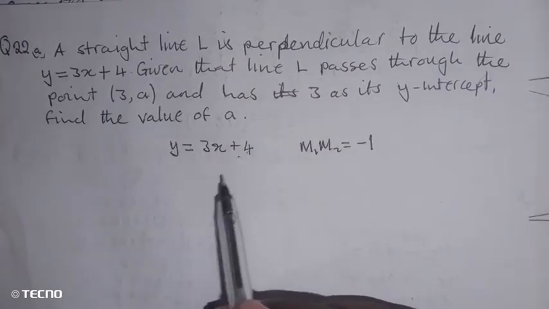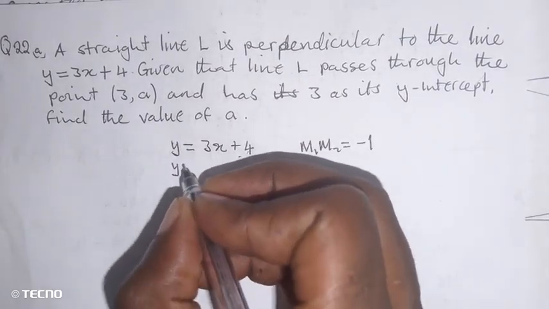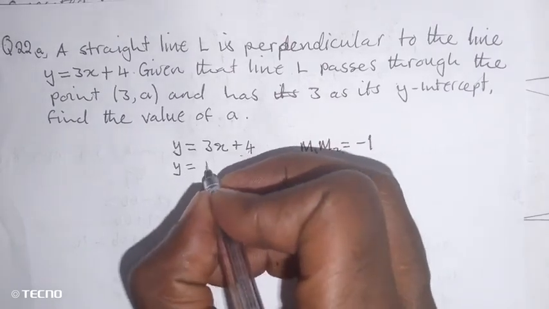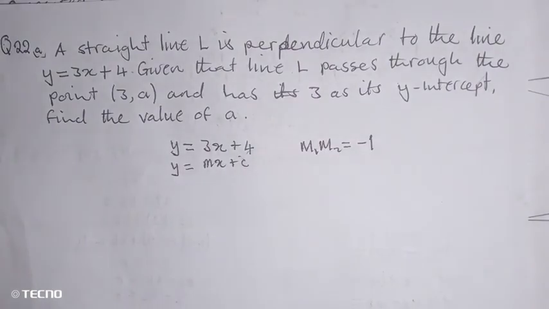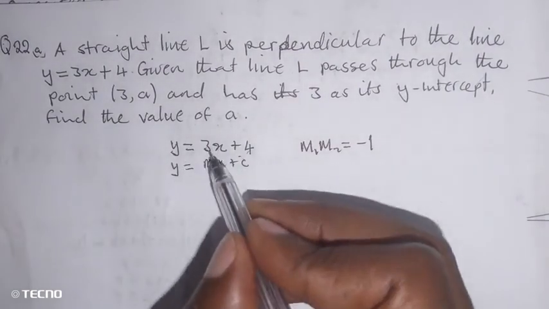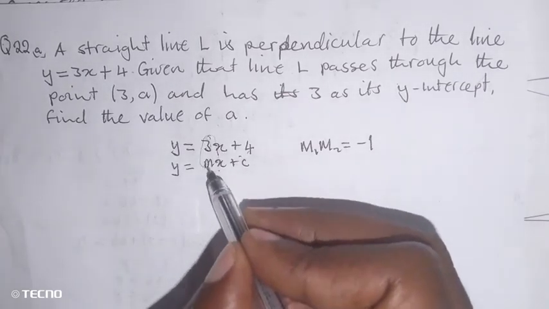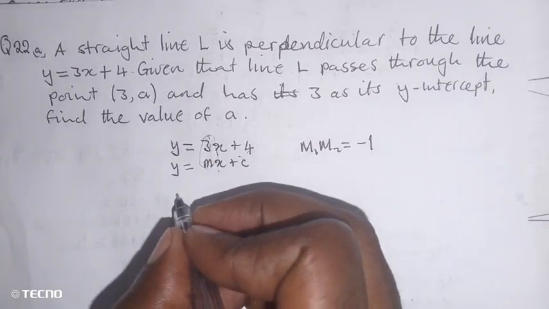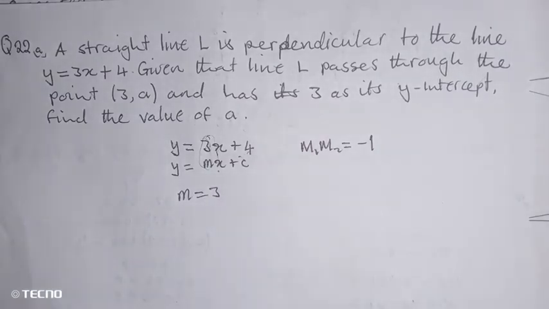Finding the gradient of this line means we equate this line to the general formula, which is y is equal to mx plus c. So the gradient is this one here. x will cancel, and then you just get m is equal to 3. So we are saying that m is equal to 3 as the first gradient.